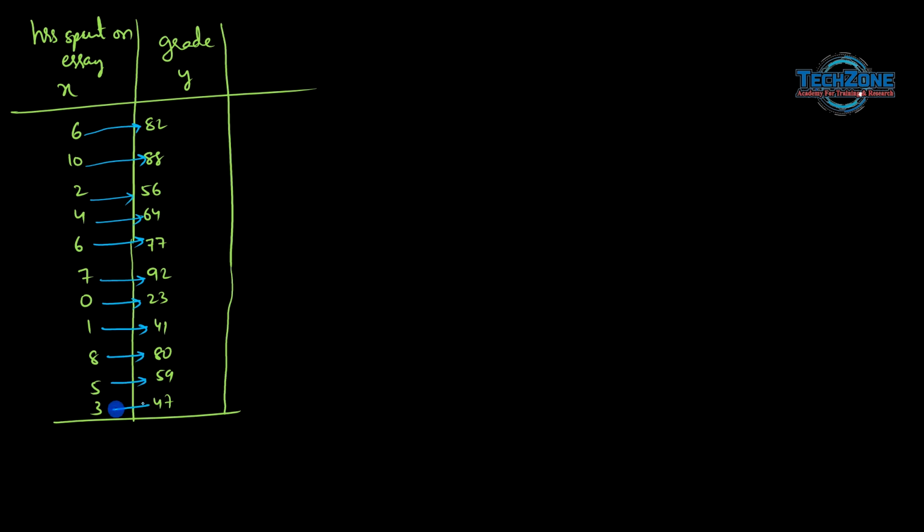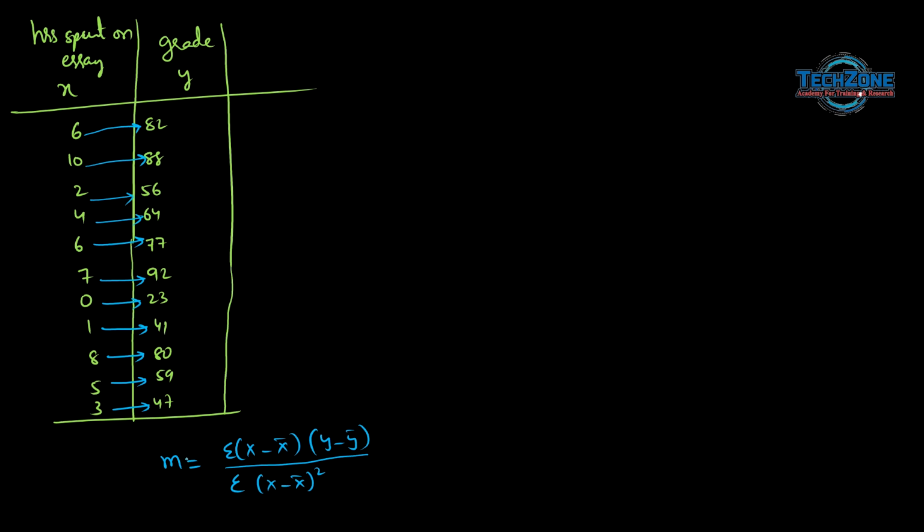Great. Now, what is the value of m? What is the formula to find the value of m? Sigma (x minus x bar)(y minus y bar), whole divided by sigma (x minus x bar) whole square. Alright, this one. Let us go ahead and find the value of m.